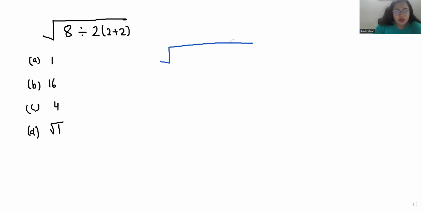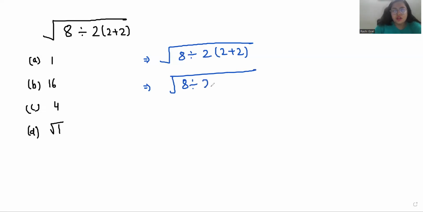So under the square root: 8 divided by 2 times (2 plus 2). First, according to BODMAS rule, we are going to solve the bracket. So 2 plus 2 is 4. Now according to BODMAS rule, B, O, D, M, A, S.